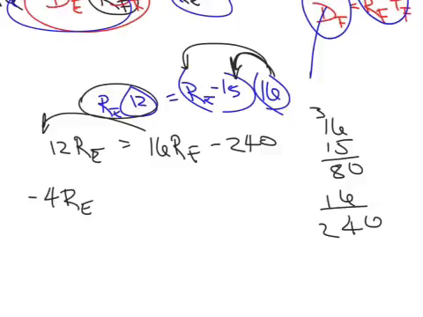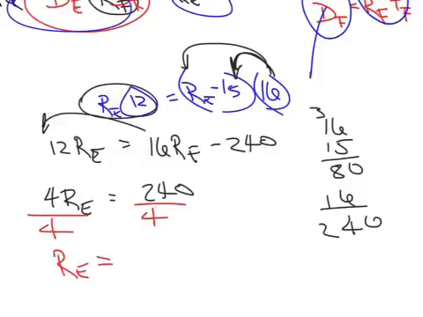12 minus 16 is negative 4RE. That equals negative 240. Now, remember, when you have one term here and one term here, you can just flip the signs over and you're good. So 4RE equals 240. So all I have to do is divide this by 4 and this by 4, and my RE equals 60.